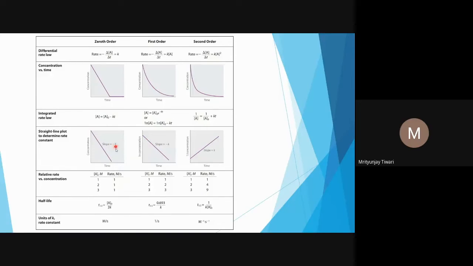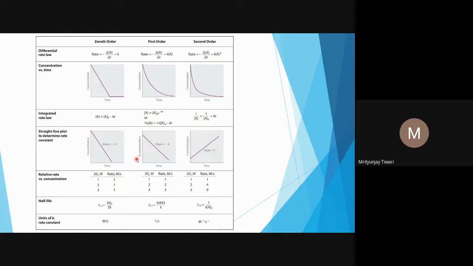Here the slope for the zeroth order reaction is minus K. The rate constant we can obtain from the slope, and that value we just multiply with minus 1. So K is equal to minus slope. Whatever value of slope we obtain, we multiply with minus 1, and we will obtain the rate constant. In the case of the first order reaction, we obtain the rate constant as minus the slope as well.